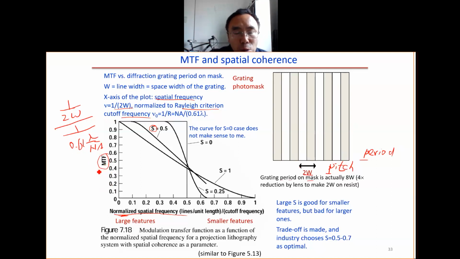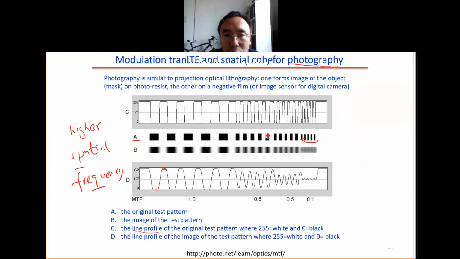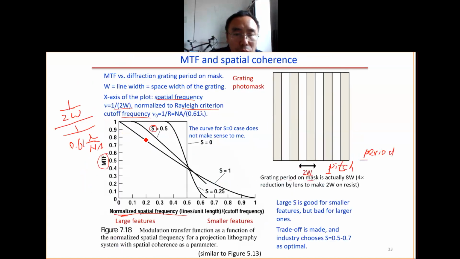Now let's look at whether this makes sense or not. You can see the higher the frequency, the smaller the modulation transfer function. Higher frequency means smaller W, and we get a smaller modulation transfer function. This makes sense because the smaller the pitch, the smaller the W, the smaller the modulation transfer function.